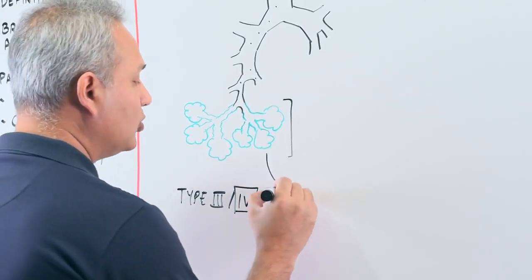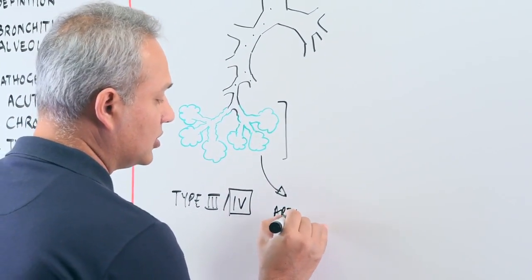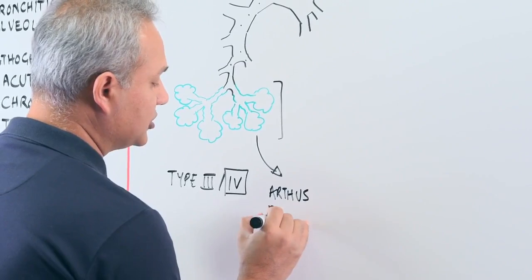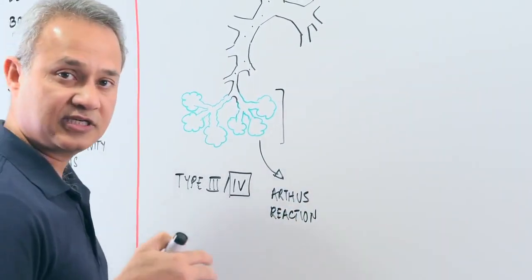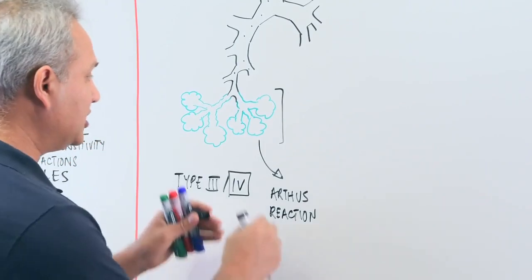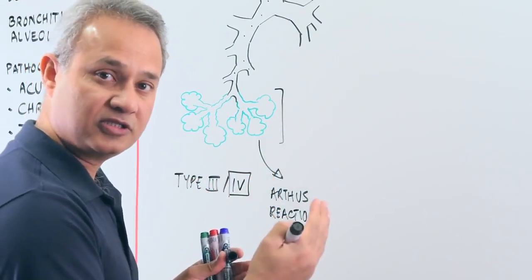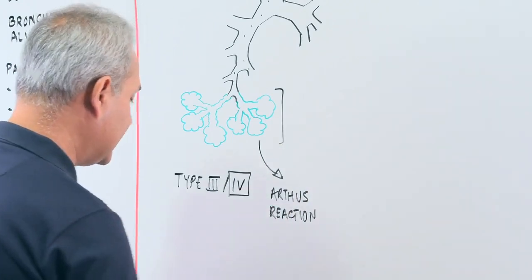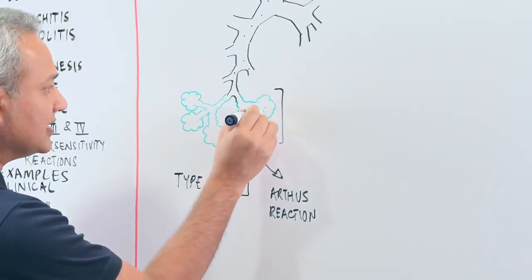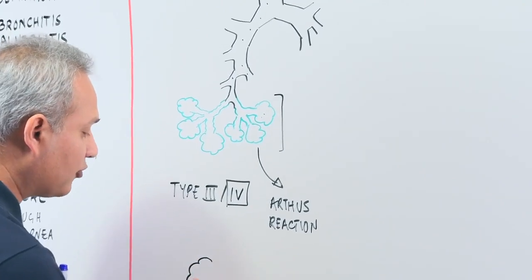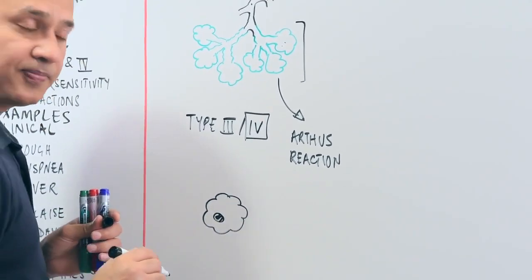What will happen here? Let's deal with type 4 first. We have to look at the Arthus reaction. Remember, type 3 is serum sickness and Arthus reaction. The Arthus reaction is a localized inflammatory response to some allergen. So let's look at that. When the allergen comes in, the local macrophages pick up that allergen and break it down.